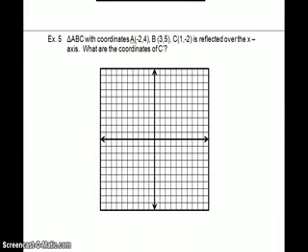Example 5. Triangle ABC with coordinates -2, 4, 3, 5, and 1, -2 is reflected over the x-axis. What are the coordinates of C prime? Alright, well, let's look at this. Let's go ahead and plot these points. A is -2, 4. That's A. B is at 3, 5, B, and C is at 1, -2.